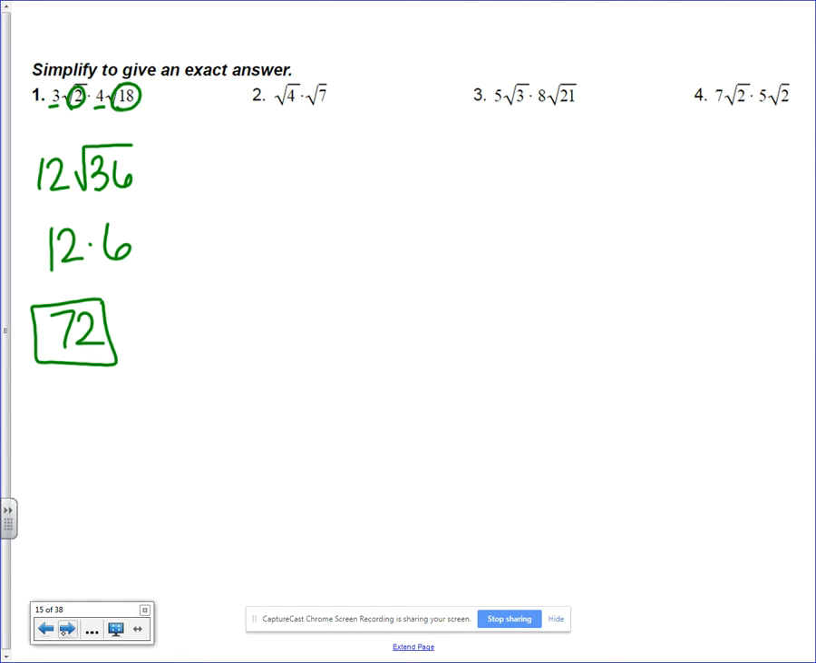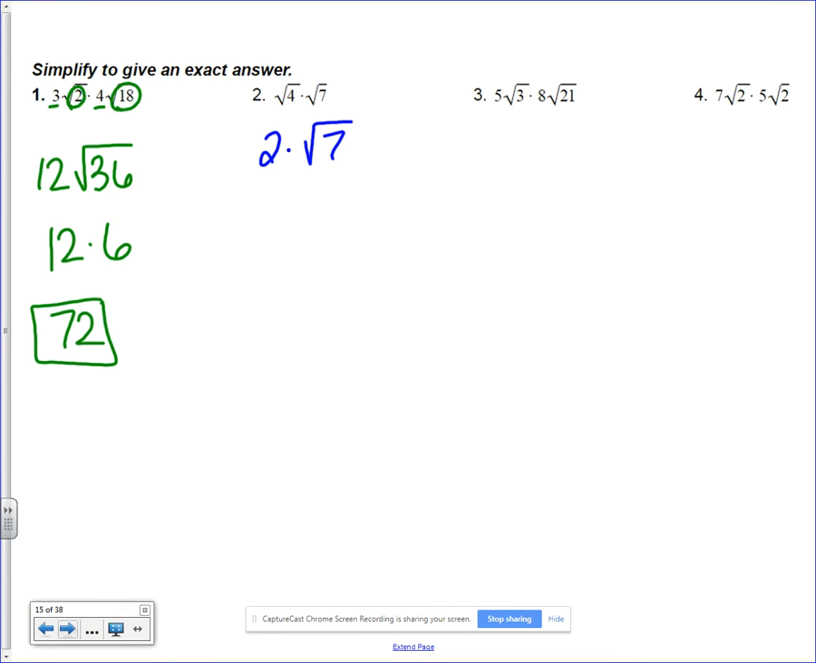Number 2. Got any coefficients to multiply? No. It could be 1. You don't have to put the 1. Before I get to multiplying my radicals, what do you notice? There is nothing outside. What do you notice, though? They're not perfect squares? Yeah, what is the square root of 4? 2. So this is really 2 times the square root of 7, right?